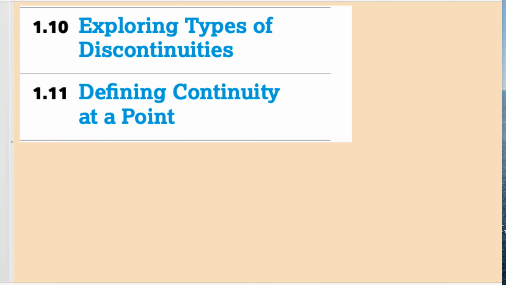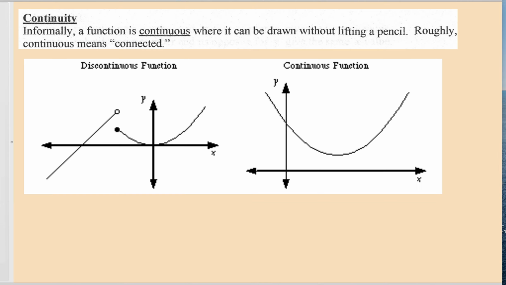Hello Gators, we'll be exploring types of discontinuities and defining continuity at a point. Informally, a function is continuous when it can be drawn without lifting a pencil. Roughly, continuous means connected.